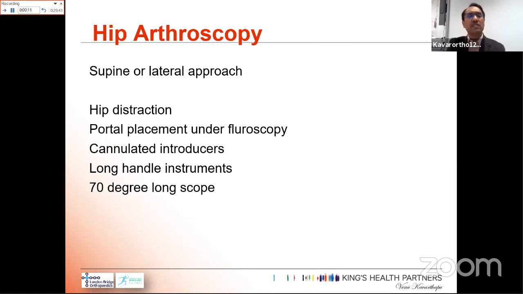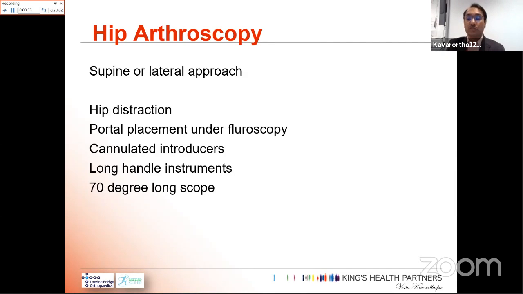I do lateral position, but the common principle in both these positions is hip distraction technique. You have to distract the hip joint to be able to safely pass the camera and instruments into the hip joint without causing any damage. And this portal placement is done under fluoroscopy.